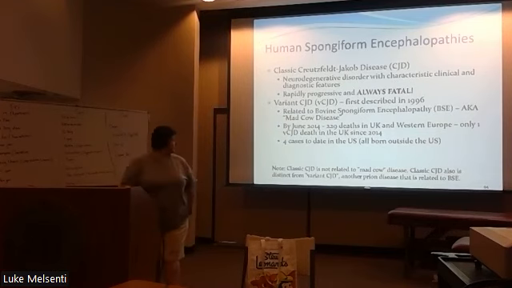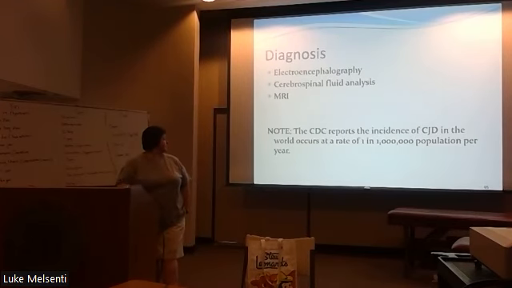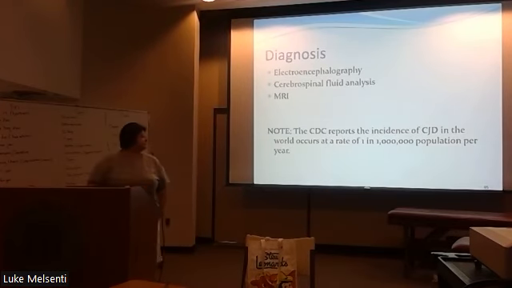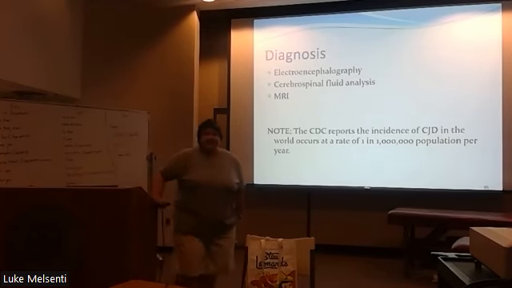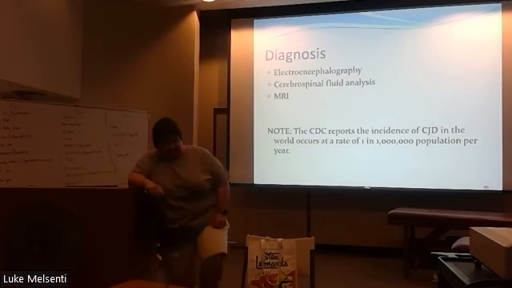Okay, if you look at here, the CDC reports the incidence of CJD in the world occurs at a rate of 1 in 1 million people per year. It's like 300 cases, you know, it's small. I think in the US, it's 300 to 350 cases a year. These are things that you think you're never going to see.